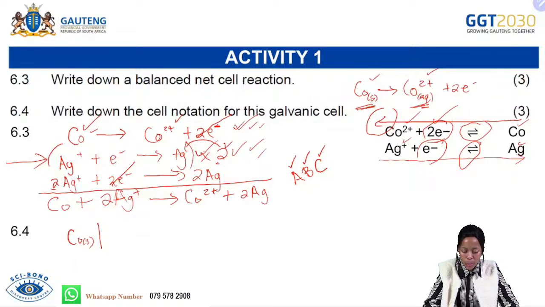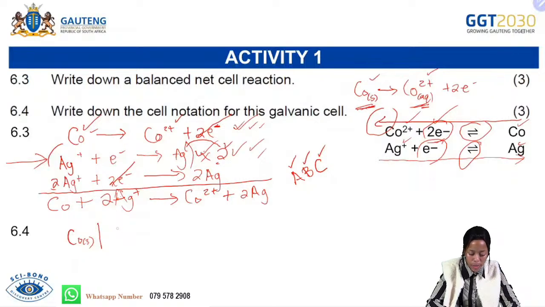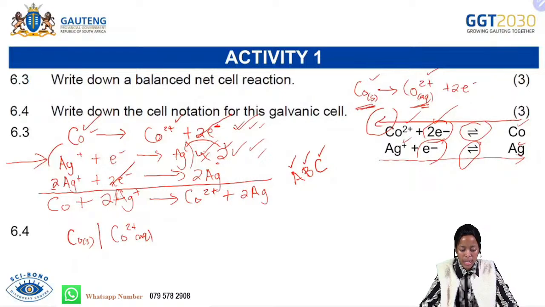So we start from the left to the right. From the left, what do we have? Co solid, phase separator. Why phase separator? Because we are saying that we have 2 different phases. One is a solid and the other one is aqueous. So it's as easy as ABC. The A is the anode.